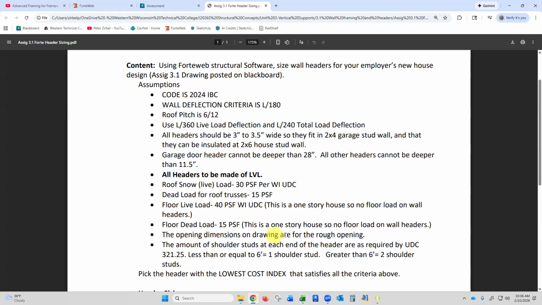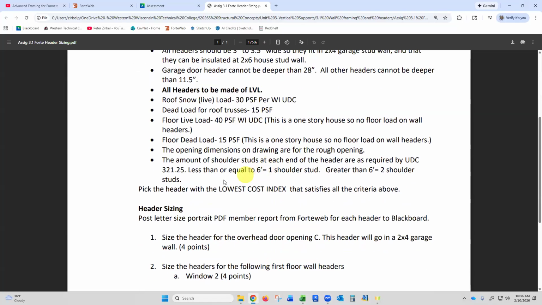The opening dimensions on the drawing are for the rough opening, so you can use those window dimensions exactly and plug them into Forte. The amount of shoulder studs at each header are as required by the Uniform Dwelling Code. If we're less than or equal to a 6-foot rough opening, we're going to have 1 shoulder stud on each side. If we're greater than 6 foot, we're going to have 2 shoulder studs on both sides. So pick the stud header with the lowest cost index that satisfies all the criteria above.